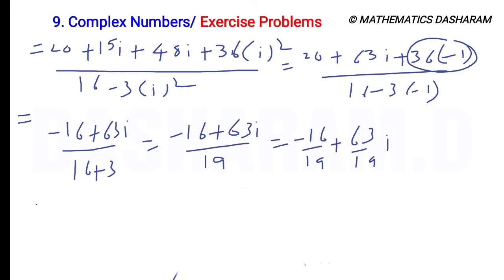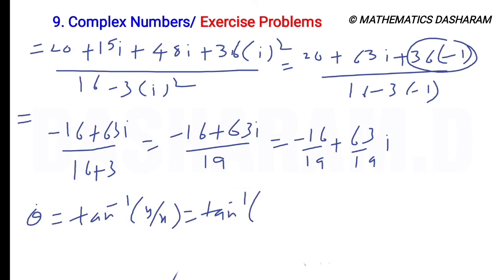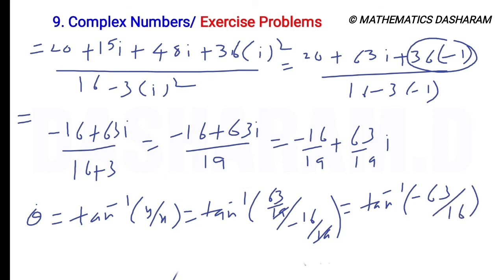So let's find the amplitude of the given complex number, that is theta. The theta formula is tan inverse of y by x. The y value is 63 by 19 and the x value is minus 16 by 19. Here the 19s cancel, so tan inverse of minus 63 by 16. Tan inverse of minus x is minus tan inverse x. So minus tan inverse 63 by 16 is the final answer.